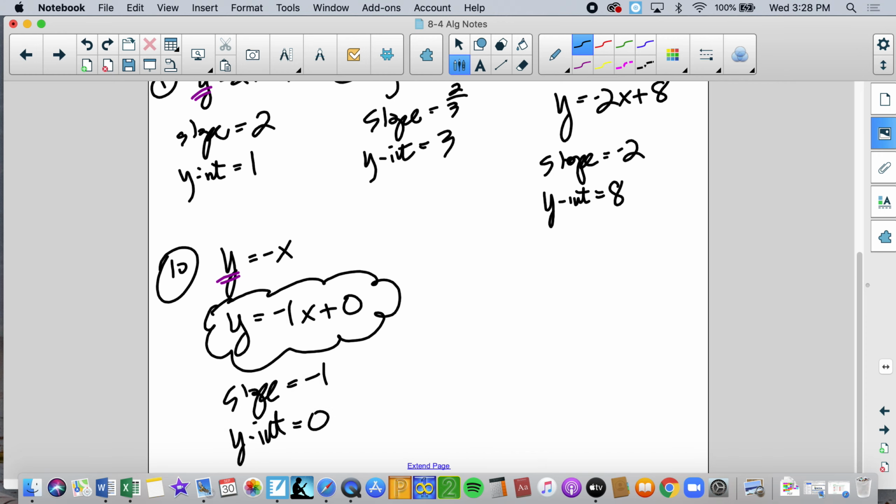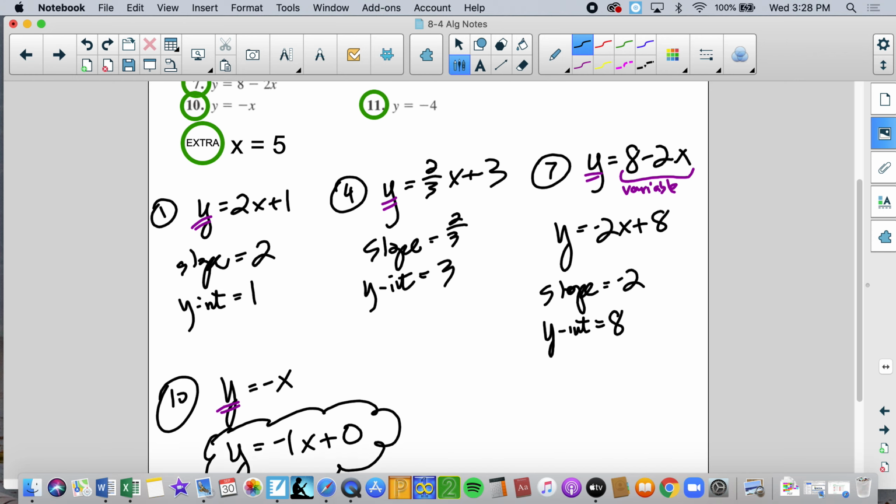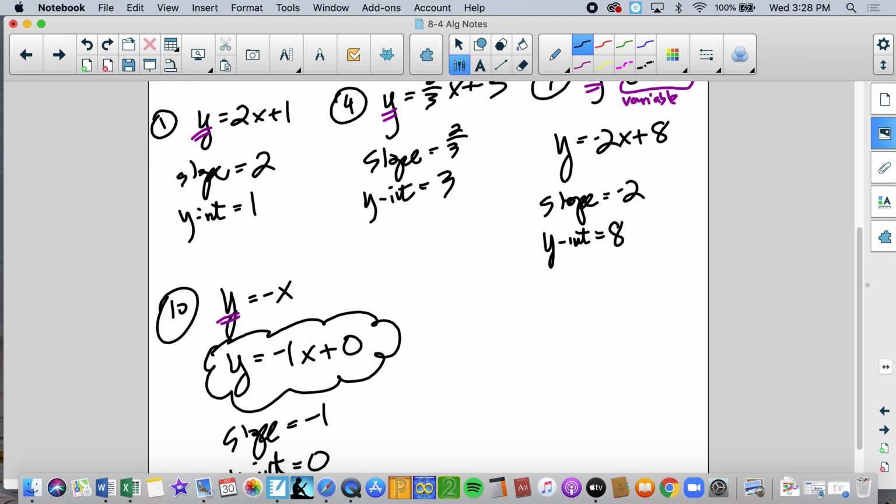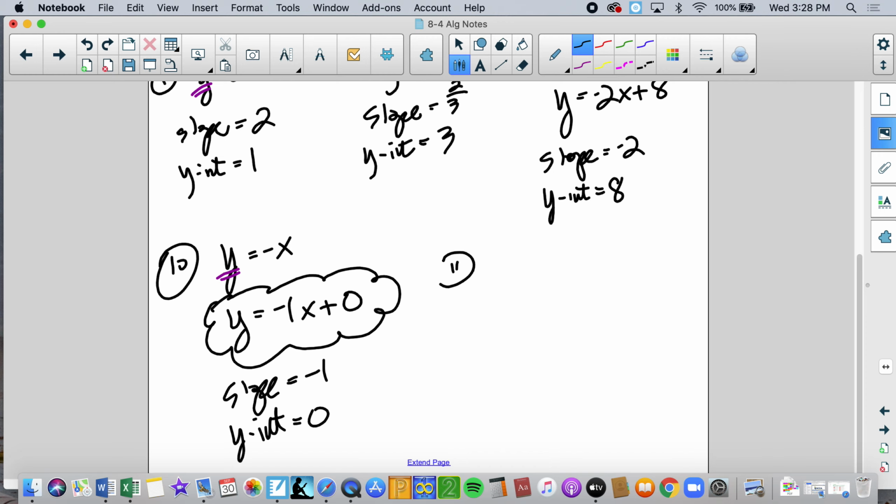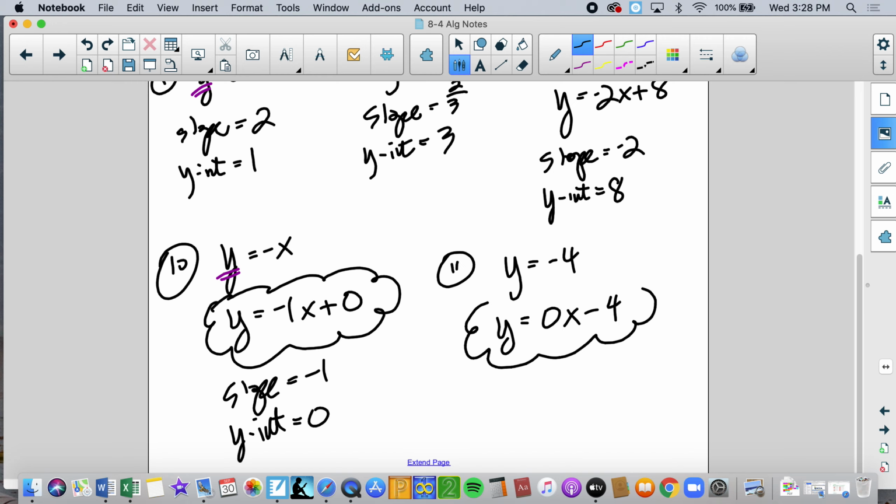because there's nothing being added. What's the constant in y equals negative x? It's 0. Number 11 is also tricky. y equals -4, I think is what it is. Yep. So again, what does that look like? Well, that looks like y, there is no x, right? So it really looks like this: y equals 0x minus 4. So the slope equals 0, and the y-intercept equals -4.